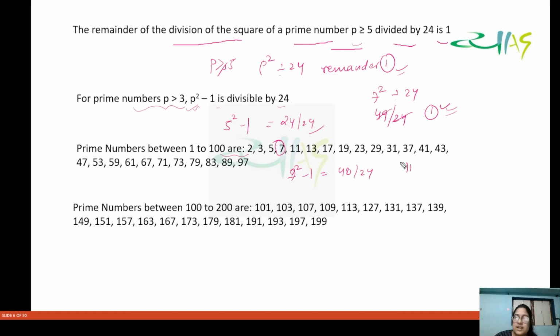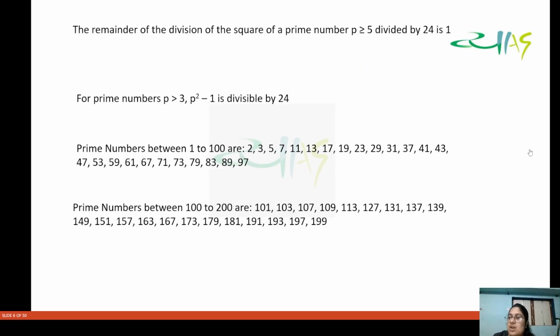Let's check for 11 as well. 11 square minus 1 is 121 minus 1, so this is 120, and divided by 24 it will definitely go 5 times. So these are the properties, but these are necessary, not sufficient conditions.